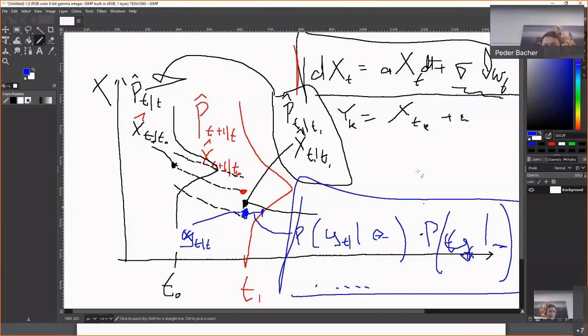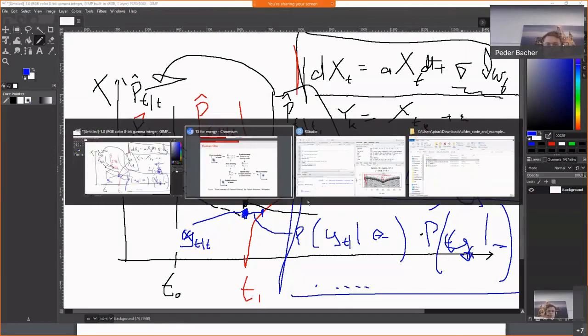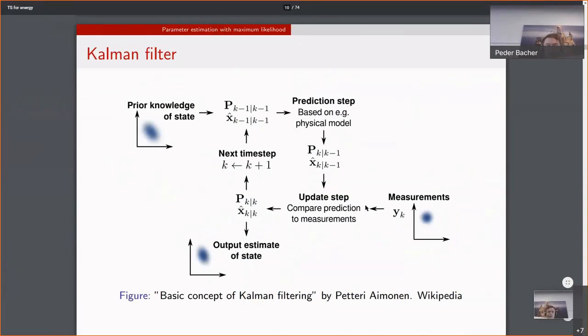So we run through the whole data set with some given values of the parameters using the Kalman filter, and then we change the values and optimize these parameters such that we maximize the likelihood function, or minimize the negative likelihood function. Then we get our estimates, as I showed before. This is sort of an explanation of how the Kalman filter works.